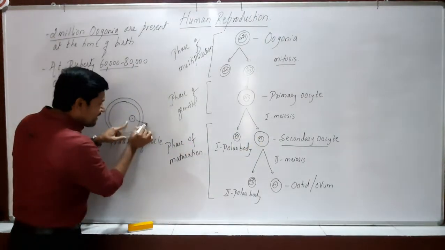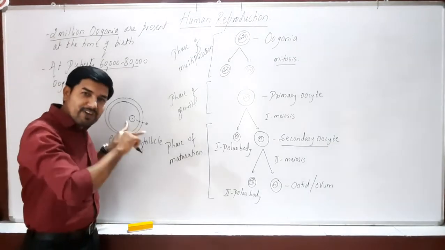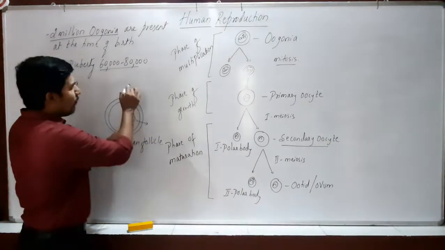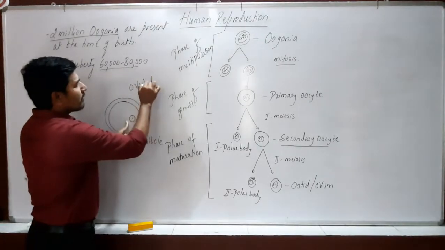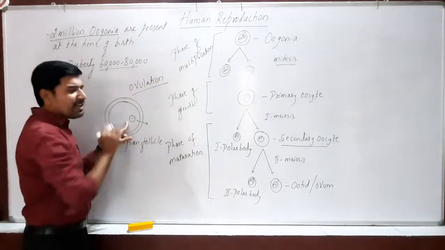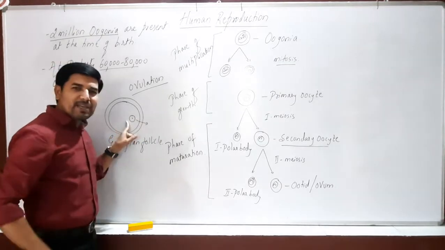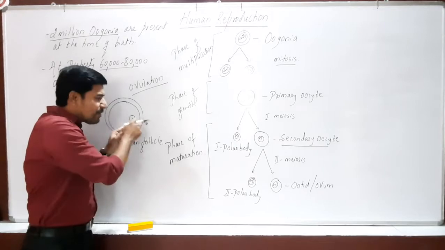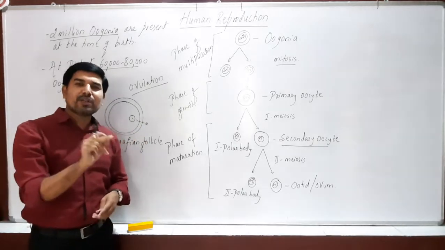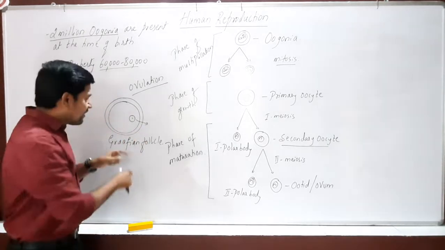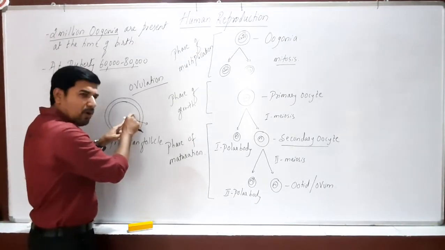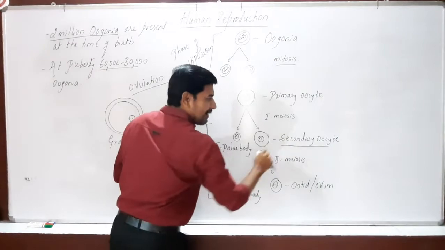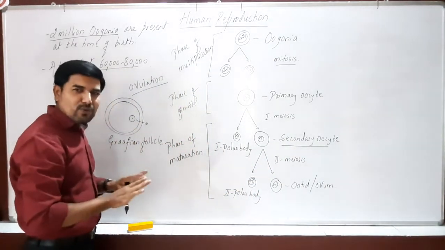Now this gets released from the Graafian follicle and from the ovary, and the process is said to be ovulation. Ovulation means the release of the egg from the Graafian follicle, and the process occurs exactly on the 14th day of a menstrual cycle. That means the non-functional ovum or egg gets released. We call it a secondary oocyte. Still it is not active completely.